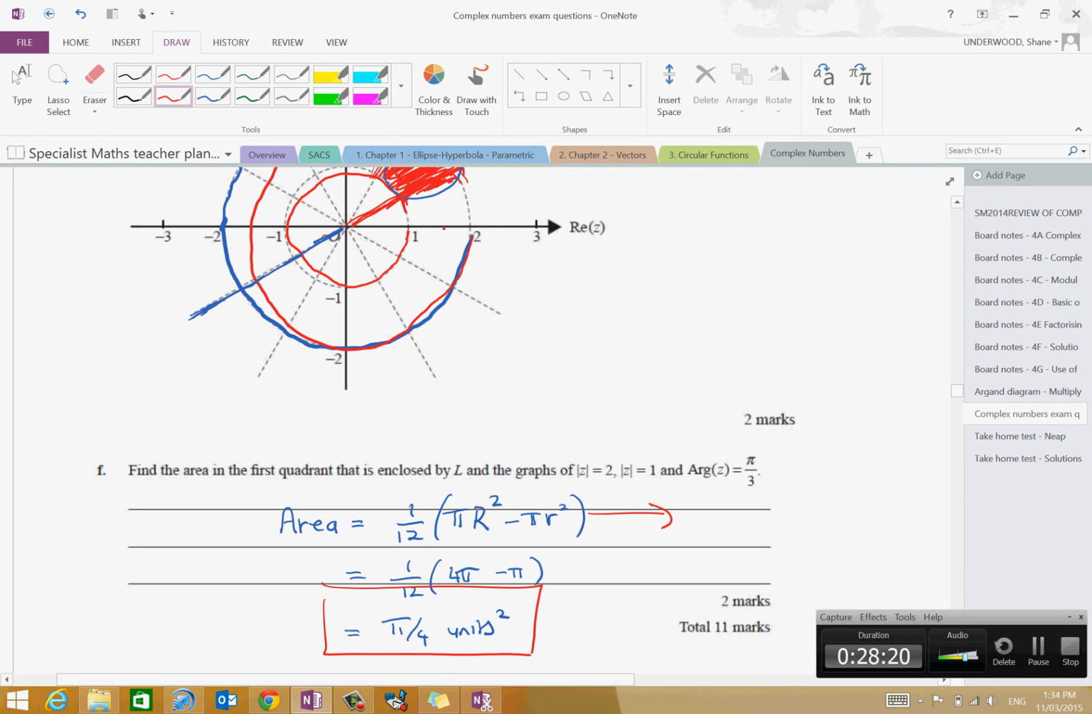This is a method mark, by the way. You can have other method marks. You could work out the area of a full circle and another area of a full circle, and you can do this and that, and you can find area segments, but this is the easiest way.